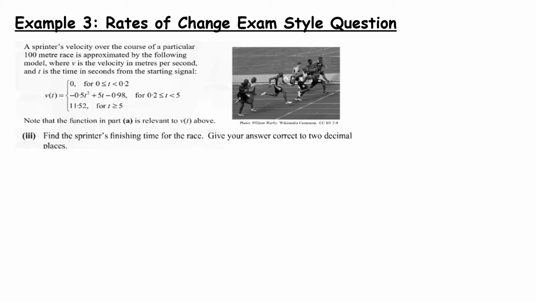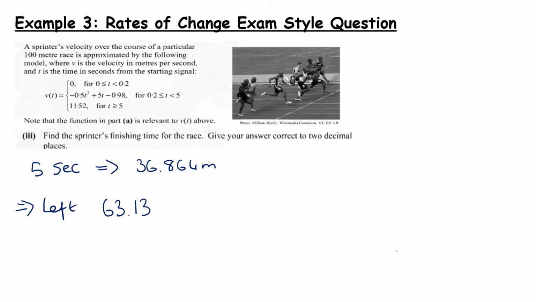Okay, so by this part, what we know is in 5 seconds, we have run, and I'm going to work with that more accurate answer, 36.864 meters. So then what's left to run, we're going to take that away from 100. So we'll do 100, because remember it's a 100 meters race, take away 36.864, and that leaves us with their 63.136 meters left to run.